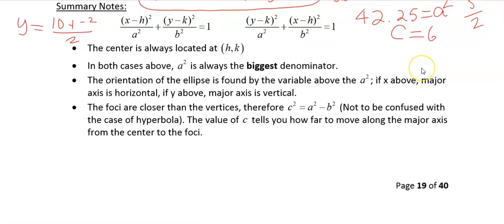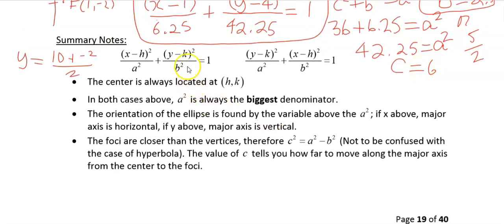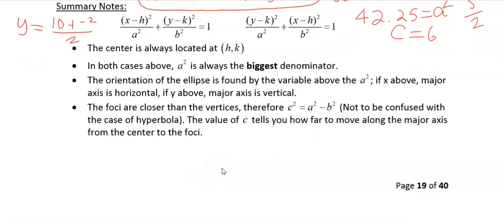Now, notice that on the bottom of page 19, there's a summary there. They show you the two different equations for your ellipses. The center is always located at (h, k). In both cases, a squared is the bigger denominator. The orientation of the ellipse is found by the variable above the a squared. If the x is over the a squared, then it's elongated horizontally. If the y is above the a squared, then it's elongated vertically. Foci are closer to the center than the ellipse's vertices, yes. c squared equals a squared minus b squared. And c tells you how far to move along the major axis from the center to find your two foci, okay? So that's it for this video.